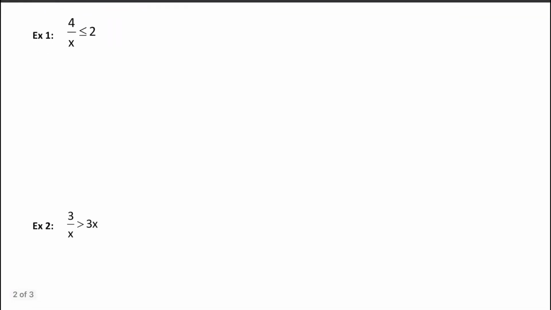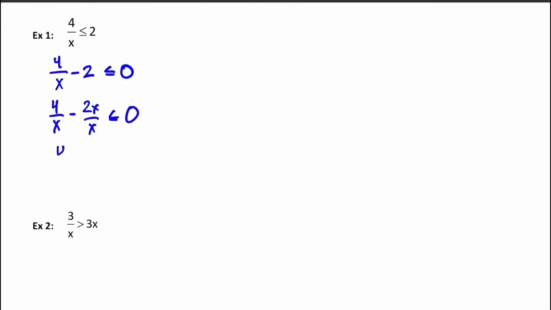So first thing from up above, I need to set one side to 0. I'm going to subtract 2. That gives me 4 over x minus 2 is less than or equal to 0. So I need to combine like terms. Well, that means I need to get this to be a fraction that has an x in the denominator. So to do that, I'm going to multiply by x over x, which will give me 2x over x. So 4 over x minus 2x over x is less than or equal to 0.